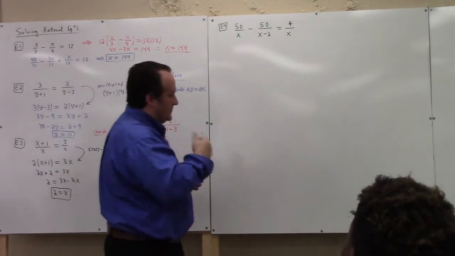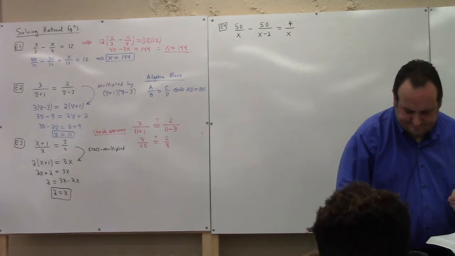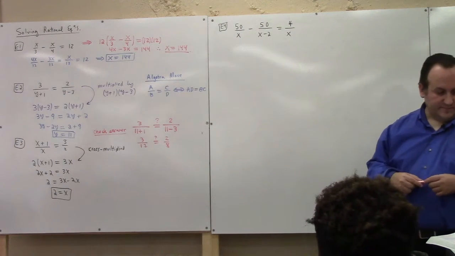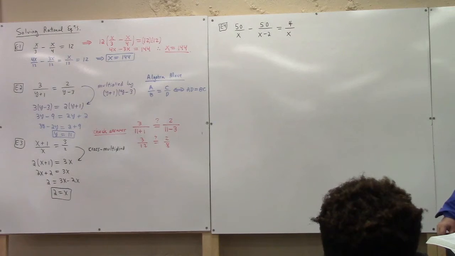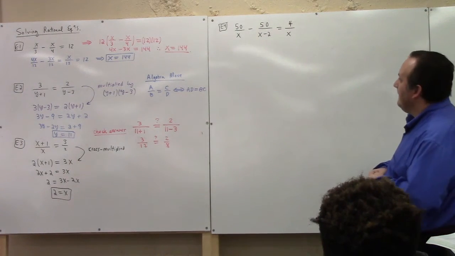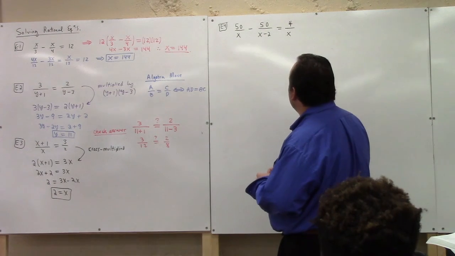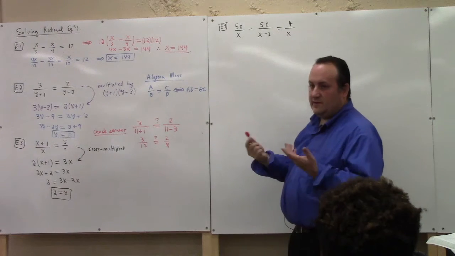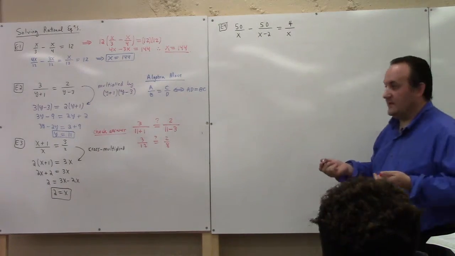Ooh, how about this one? What do you guys think about this one? This one's more troublesome, isn't it? We can't just cross multiply this thing, can we? However, if we could make the left-hand side into a single fraction, then we could cross multiply, right? How can we make that into a single fraction? Like we did before, right?